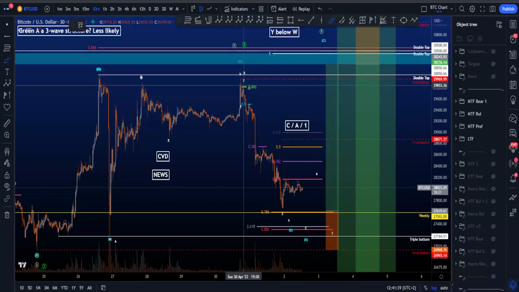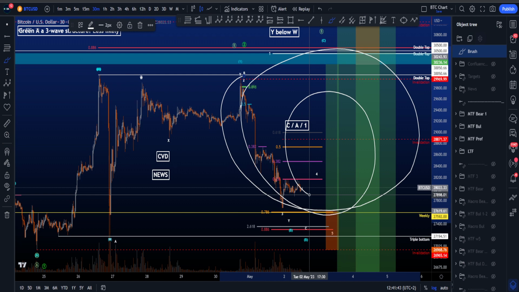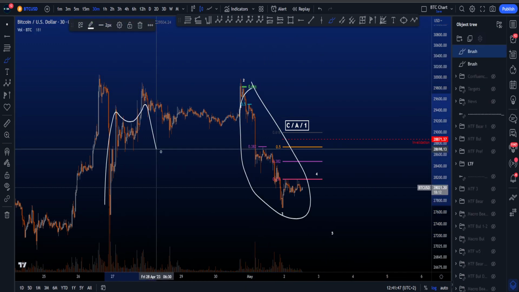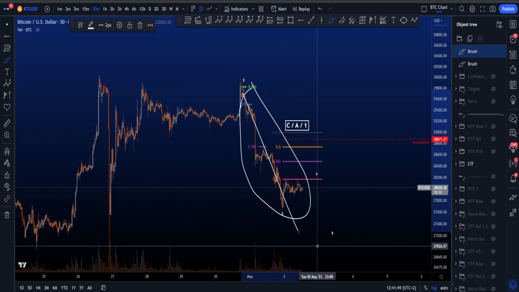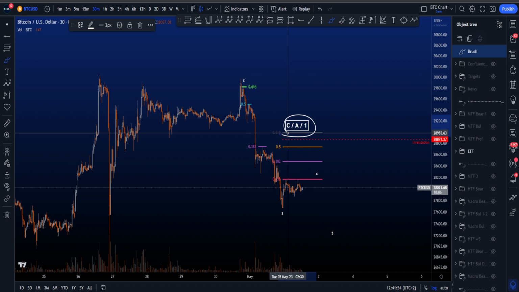Hi everyone, let's have a look at my low time frame count and how it fits the medium time frame Elliott Wave scenarios that I have. So on the lower time frame, I'm looking at this to be an impulsive move after we had a corrective structure. So this impulsive move is then the first impulsive move, which then either is a wave C, a wave A, or a wave 1.